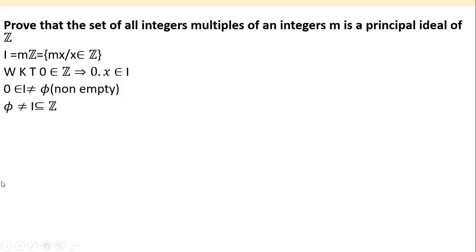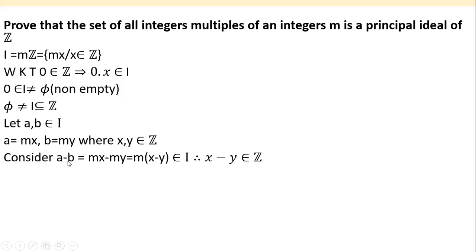I is contained in Z. Let I be non-empty, then it contains at least two elements. So a, b belong to I. Then it is in the form a = mx, b = my, where x, y belong to Z. Consider a − b = mx − my = m(x − y), which belongs to I.